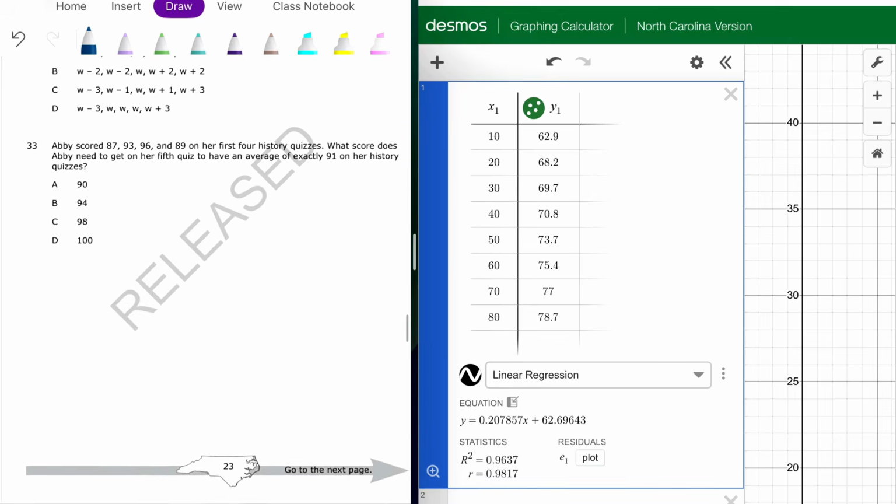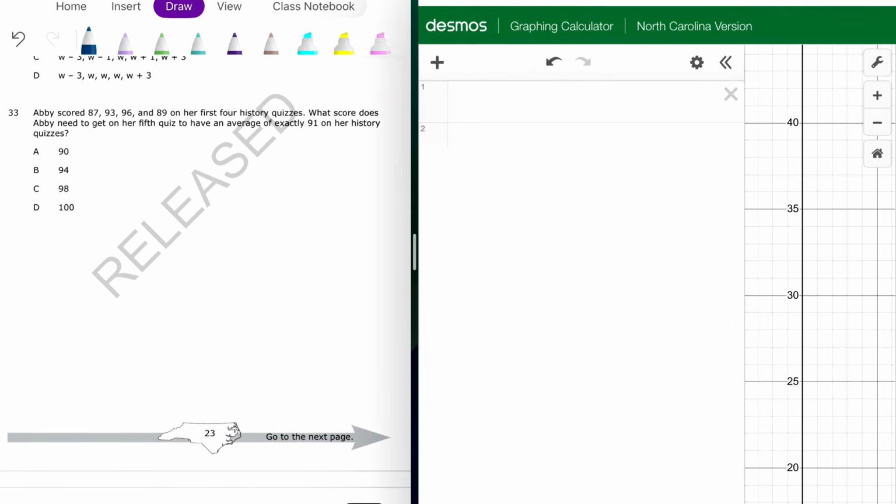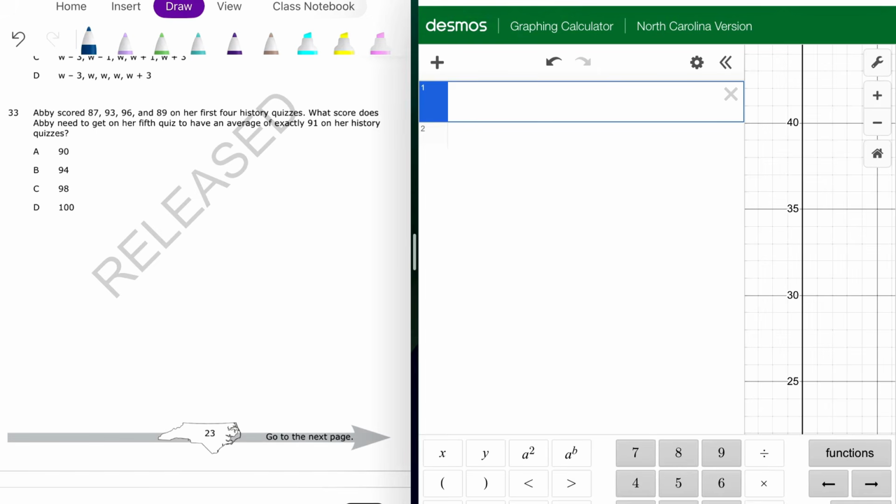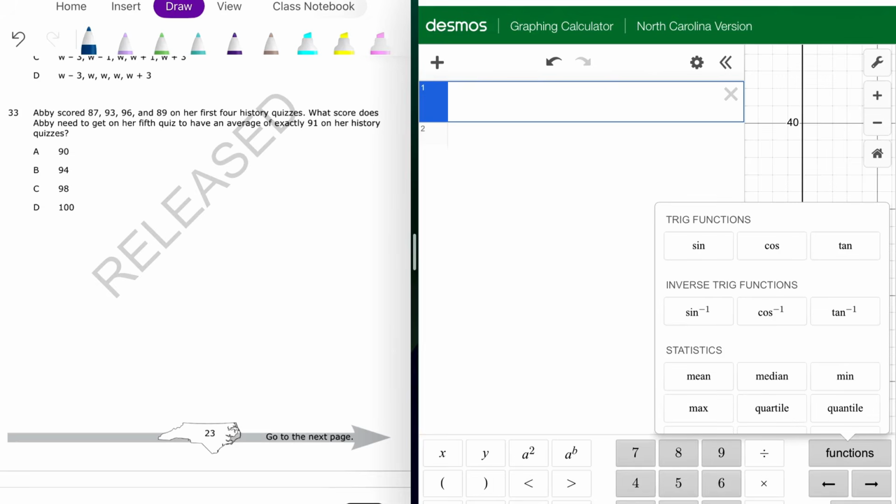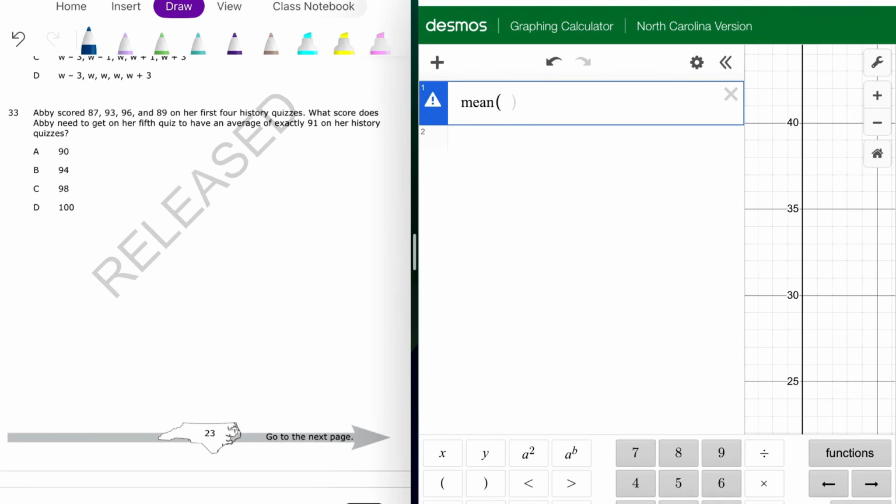Okay. Number 33 is a great calculator problem. We have Abby scores these grades on her first 4 history quizzes. What score does she need on her 5th one to get an average of 91 on her history quizzes? Okay, I am straight up guessing and checking with my answer choices. So I'm going to put in her first 4: 87, 93, 96, 89. And then I'm just going to put the answer choices in until one of them gives me a 91. Okay, wow, it's A.